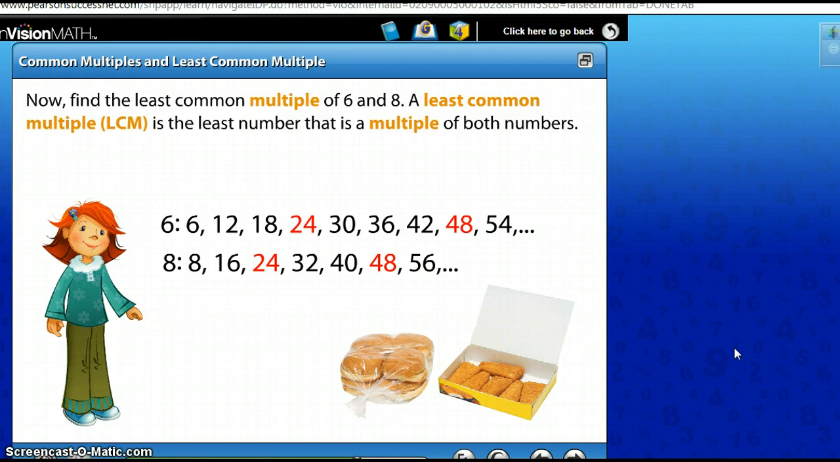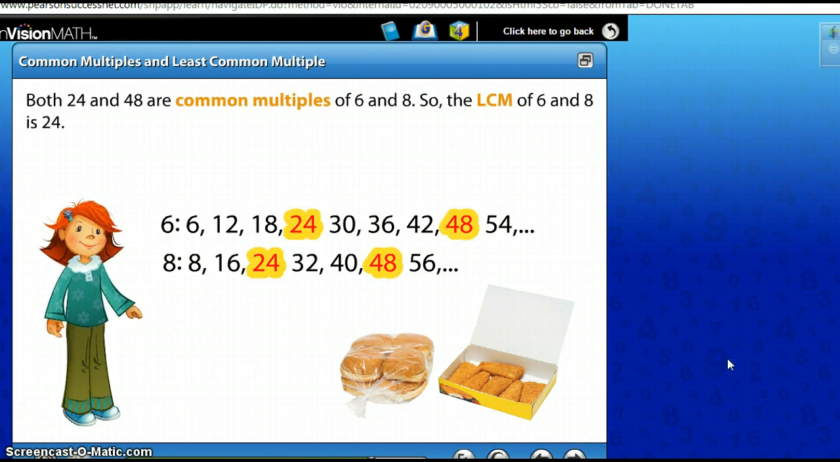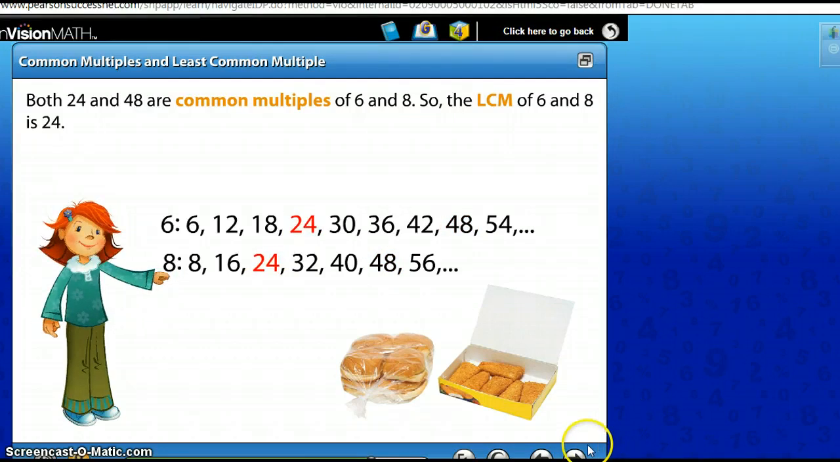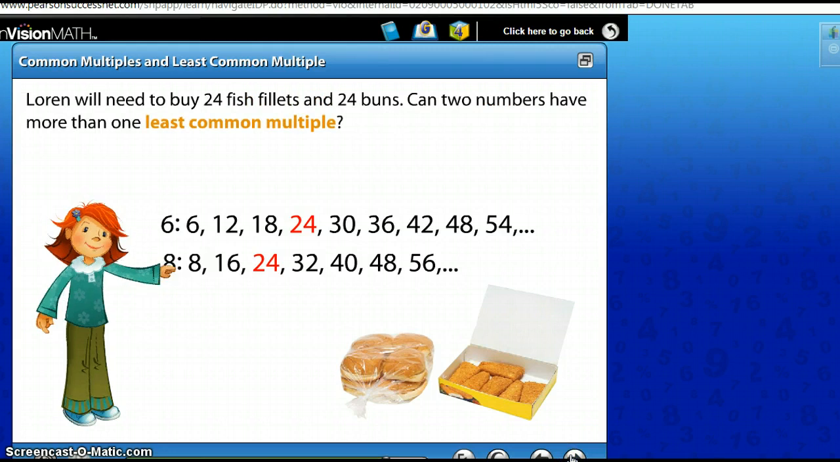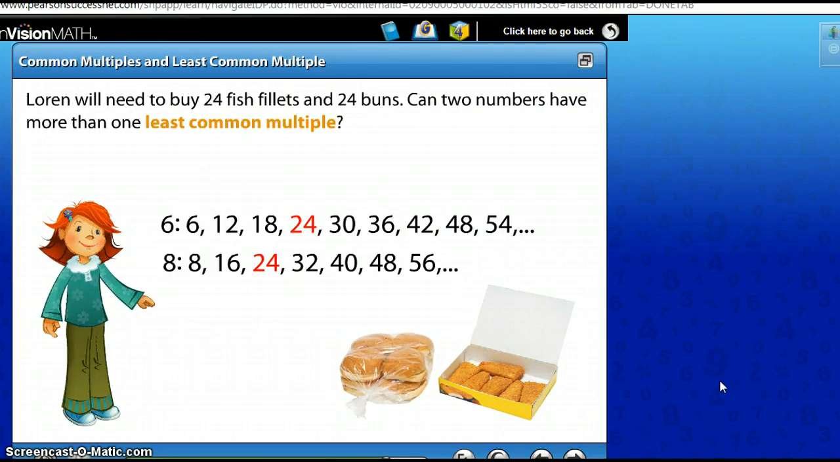Now, find the least common multiple of 6 and 8. A least common multiple, LCM, is the least number that is a multiple of both numbers. Both 24 and 48 are common multiples of 6 and 8. So, the least common multiple of 6 and 8 is 24. Lauren will need to buy 24 fish fillets and 24 buns.